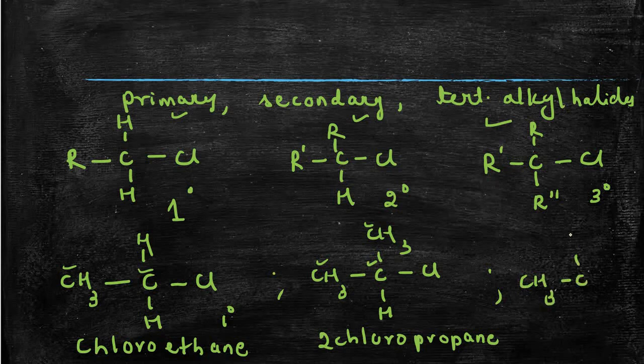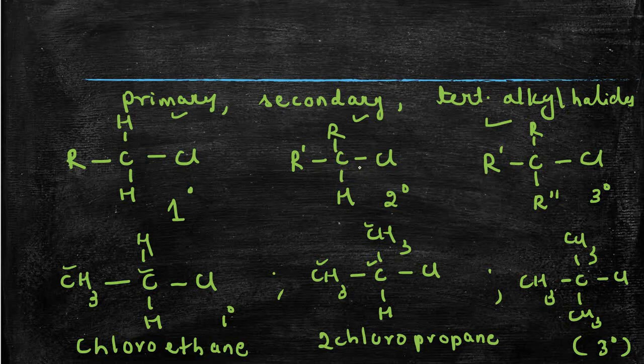And in this case, how many alkyl groups are there? Three alkyl groups are there, so we can represent it in this way. Now you can see how many carbon atoms are there. In this case, we can name the compound as 2-chloro-2-methylpropane, which we will study while studying the nomenclature. For the time being, you remember that this one is our tertiary alkyl halide. So the alkyl halides can be further classified as primary, secondary and tertiary.